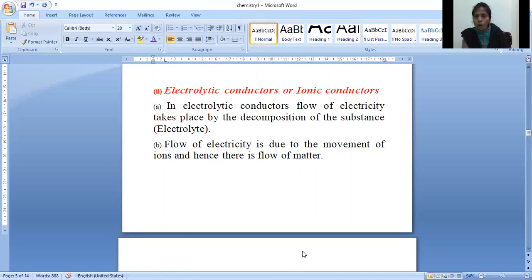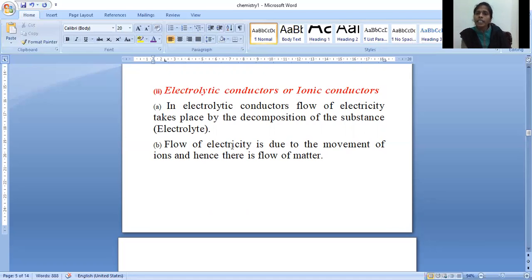Electrolytic conductors are also called ionic conductors. In electrolytic conductors, flow of electricity takes place by the decomposition of the substance. But we have seen metallic conductors. In metallic conductors, there is no decomposition of the material. Without decomposing the material, metallic conductors exhibit conductance. But in electrolytic conductors, the material is decomposing. Due to the decomposition of the material only, the electrolytic conductors exhibit conductance.